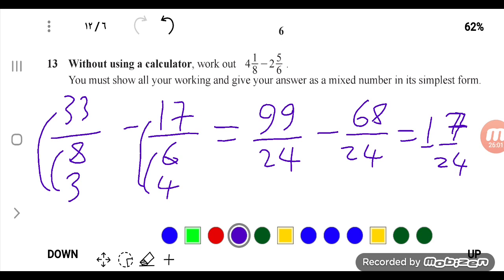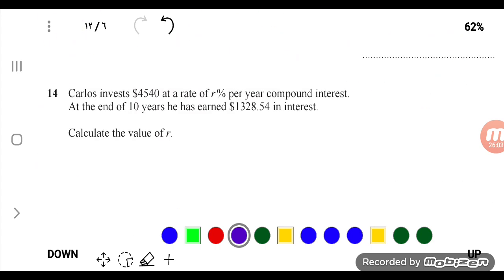Okay, let's see now next one. Carlos invests $4,540 at rate R% compound interest. At the end of 10 years, he has earned $1328.54 interest. Calculate the value of R. Be careful, this is the interest.